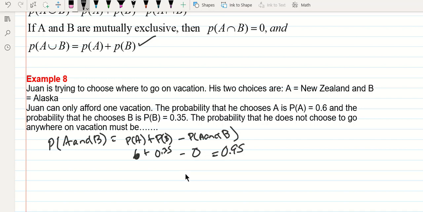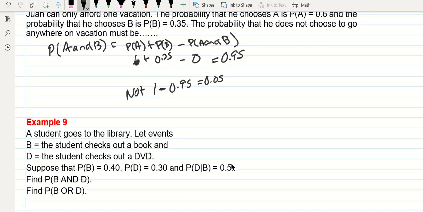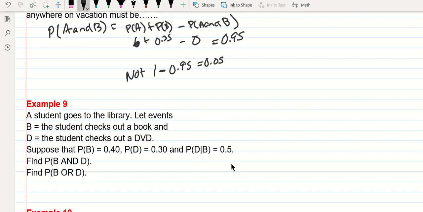So that's the probability that he will go somewhere, right? And the probability that he will not go somewhere, remember, probability can't be greater than 1. So 1 minus 0.95 equals 0.05. Okay? All right.